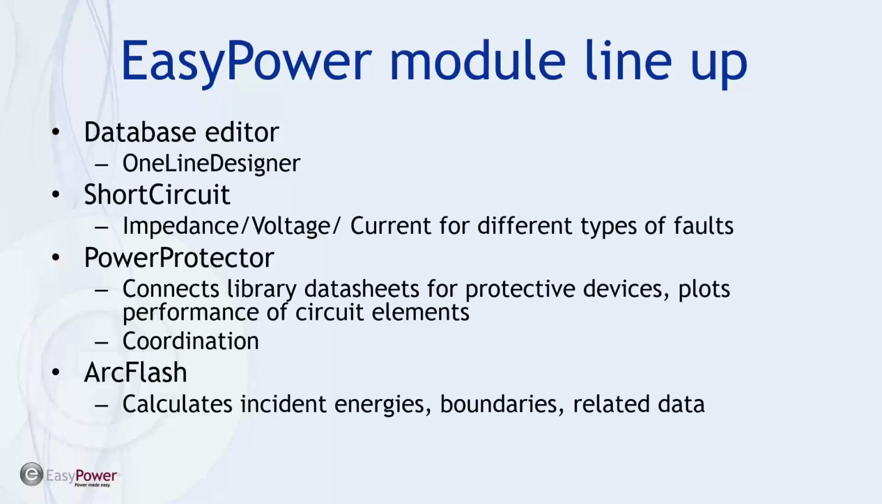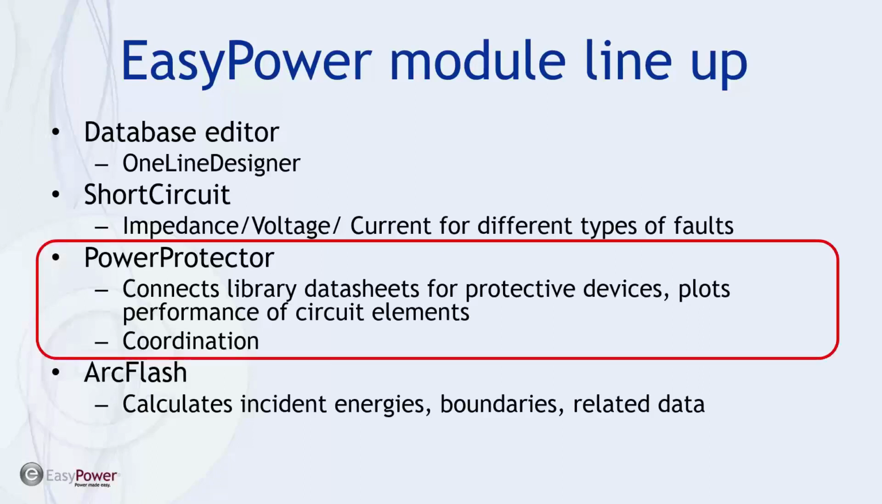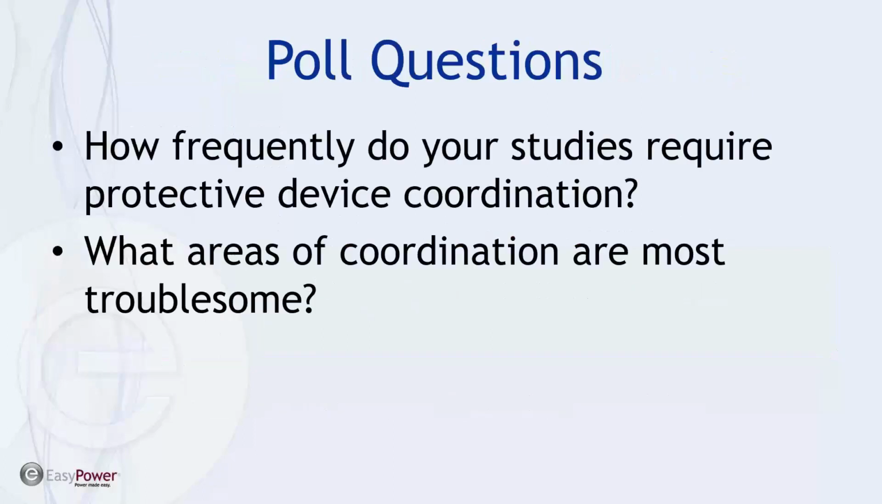The EasyPower lineup of modules includes the database editor, which is used to design the one-line diagrams, short circuit, Power Protector, and arc flash. The module that we use for coordination is called Power Protector, even though we label it coordination in the focus banner. We're going to be using that feature to describe the vital tools, which are TCCs, for doing coordination.